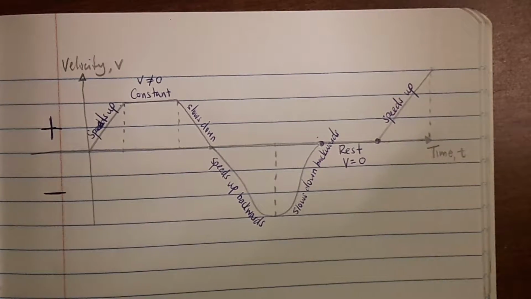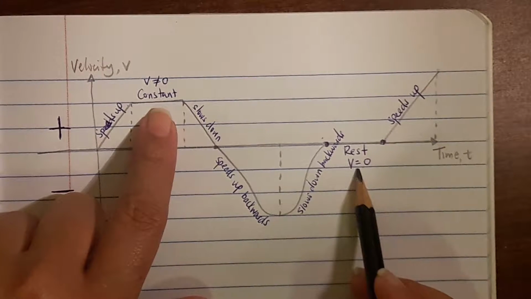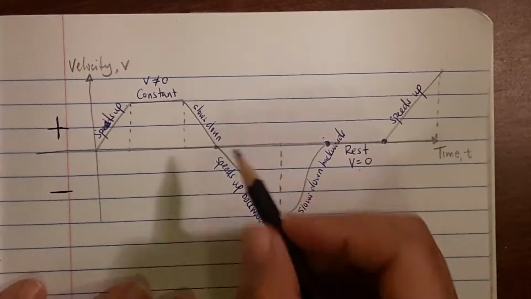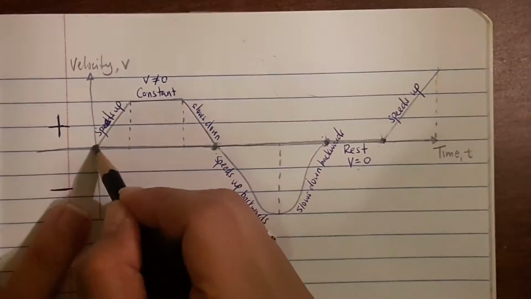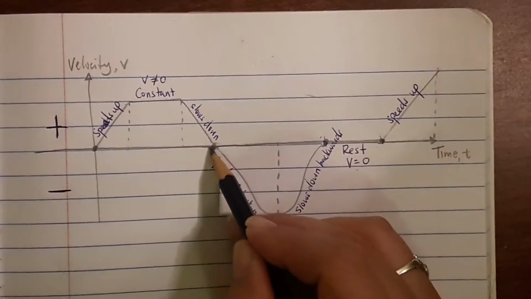Right, so just a couple of things to note. The difference between it being constant and it being at rest is you can see where it's constant, the velocity is positive, it's not 0. Right, so if you look at where velocity is 0, where it crosses the t-axis, at that point velocity is 0. Okay.